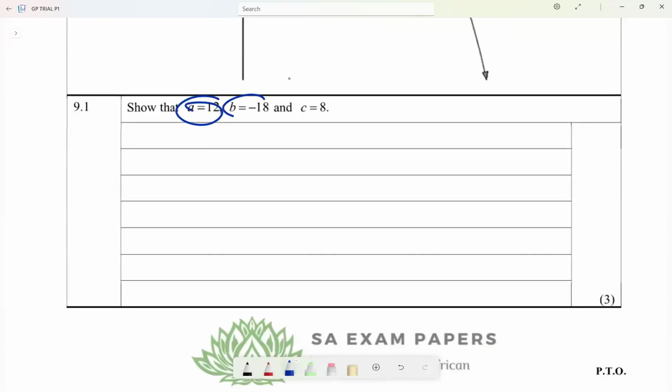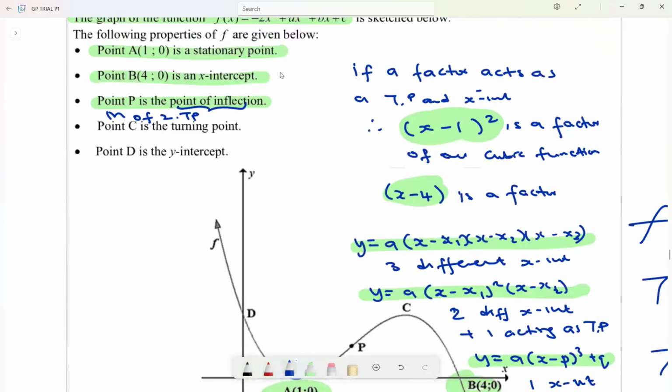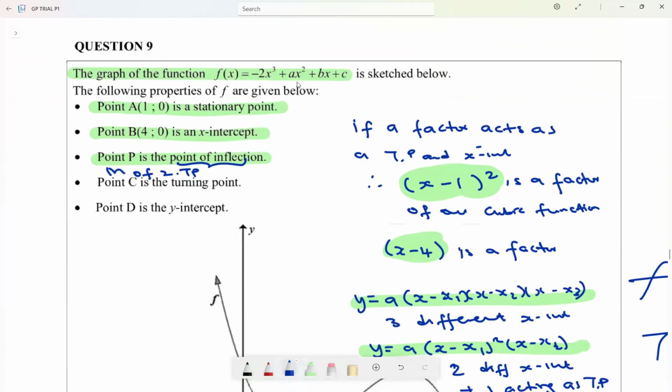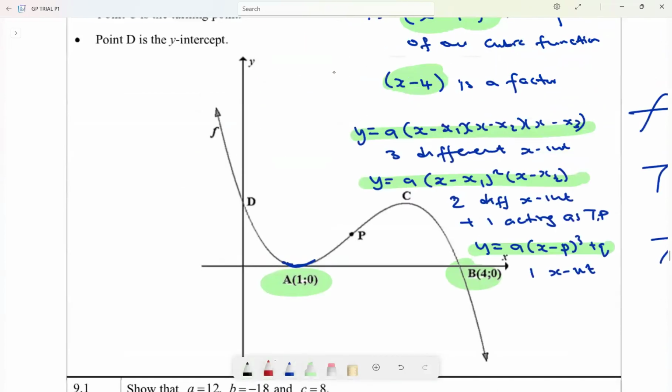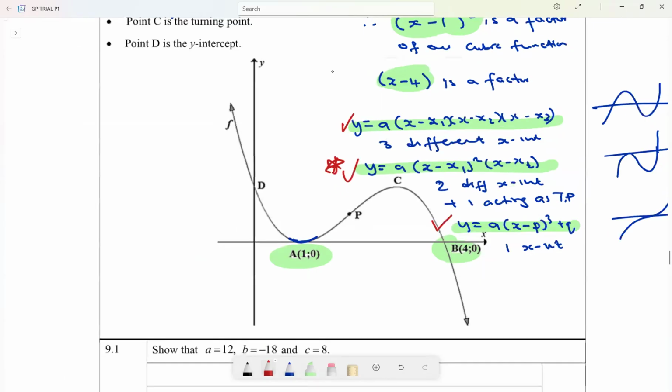Show that a is equal to 12, b is equal to negative 18, and then c is equal to 8. So we need to show that a is that, b is that, c is that. First thing first, remember, among these three formulas that I have, I need to use one of them. But which one is that? It is this one, the second one. Why the second one?